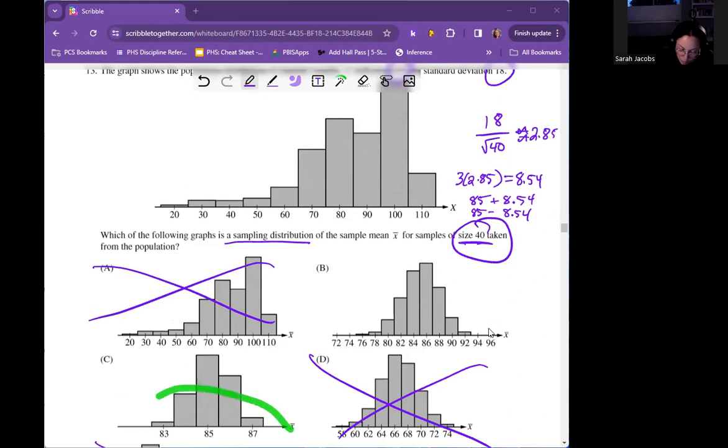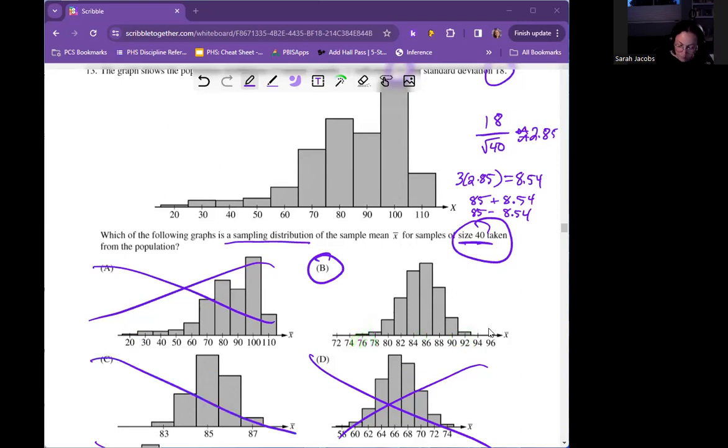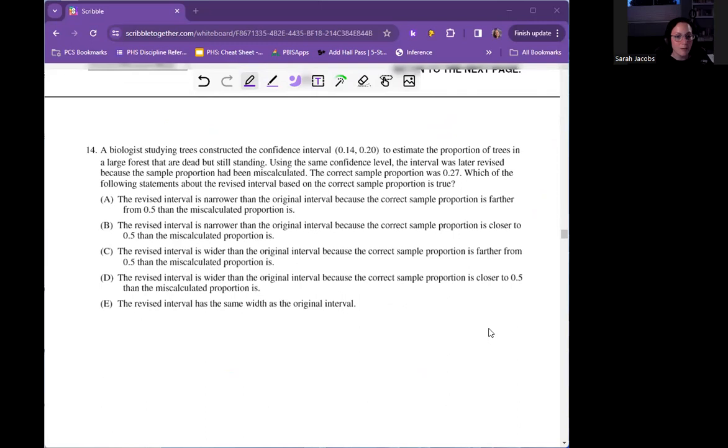Right away, remembering what this looked like, 85 plus 8 is going to get us over 90. There's nothing over here. This is not going to be it. This one, just to check, 85 plus 8 or 9 is going to put us at 93-ish. That looks reasonable. And 85 minus 8 or 9 is going to put us at 77. That looks pretty reasonable here. So it's B. Cool. Next, 14. I think I'm going to get to 20 and take a little break, and we'll come back.